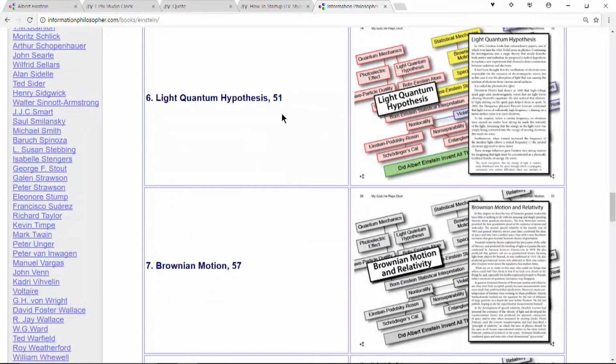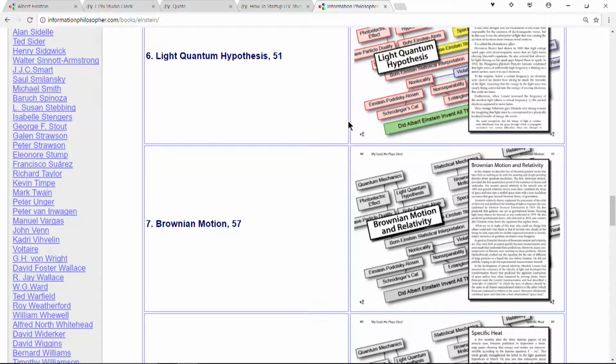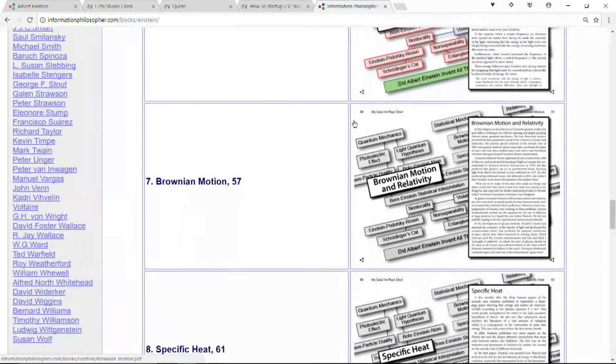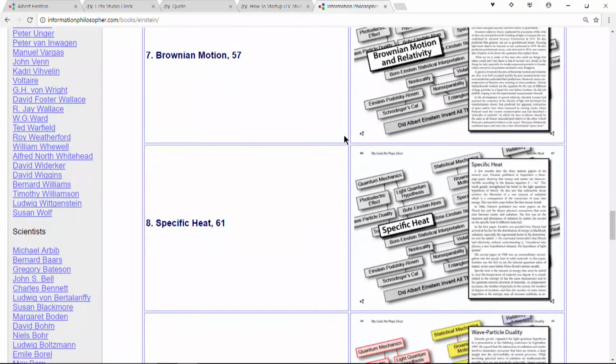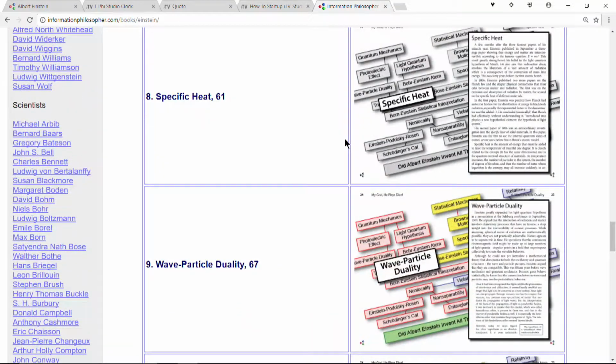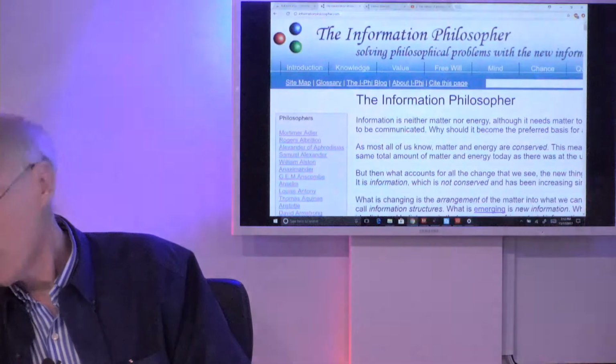Here's his chapter on deciding that light comes in quanta, which he did in 1905, but it wasn't for 20 more years before Bohr and Heisenberg and the others saw that as related to, but not necessarily identical with, their Heisenberg uncertainty principle, for example.